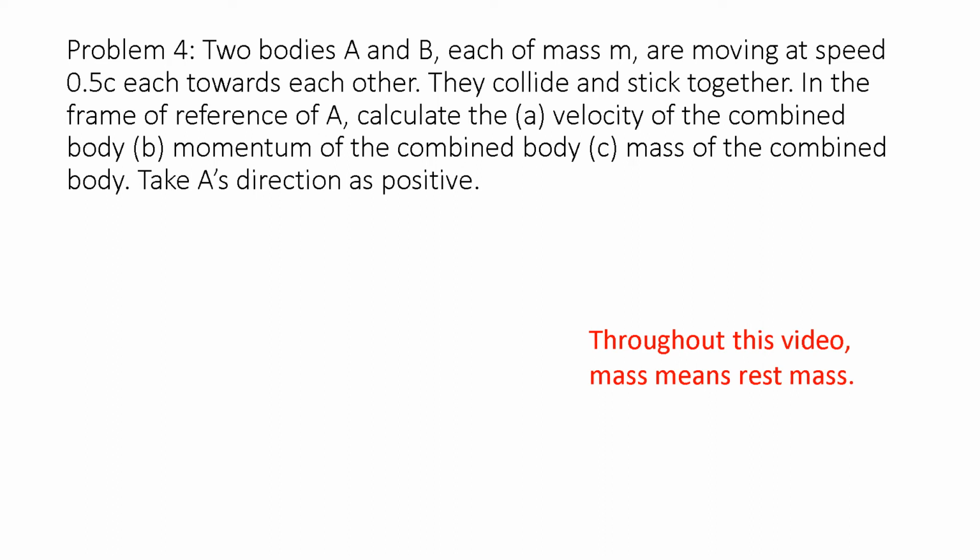Problem number 4. Two bodies A and B, each of mass m, are moving at speed 0.5c each towards each other. They collide and stick together. In the frame of reference of A, calculate part A, the velocity of the combined body, part B, the momentum of the combined body, and part C, the mass of the combined body. Take the direction of motion of A as positive. Pause the video, try to solve part A of the problem yourself and then proceed.